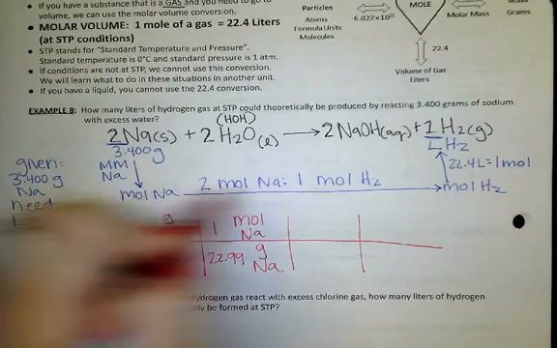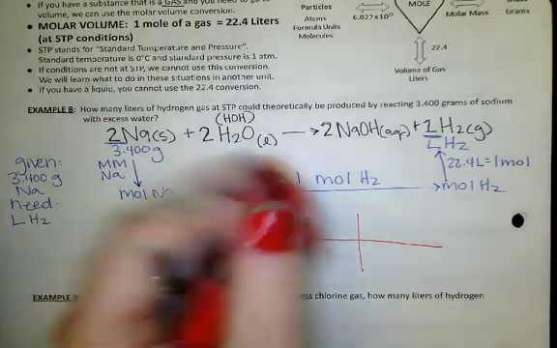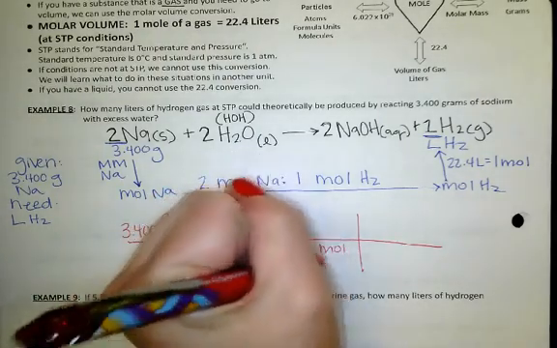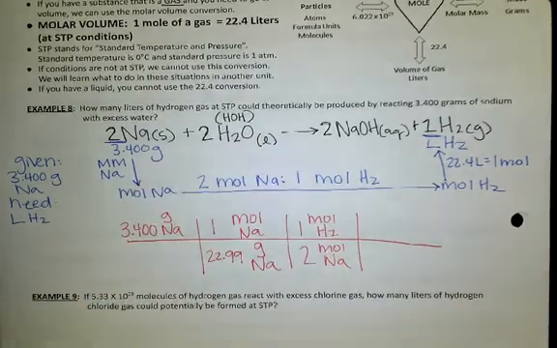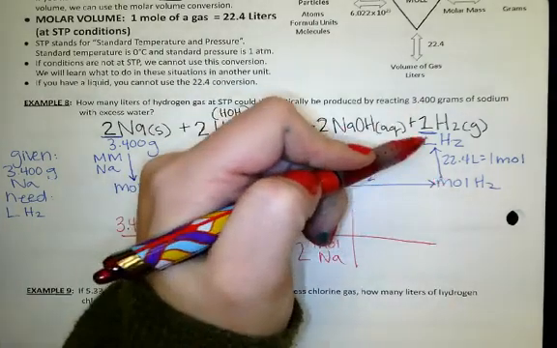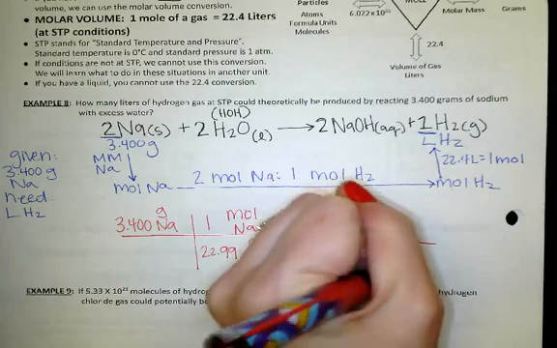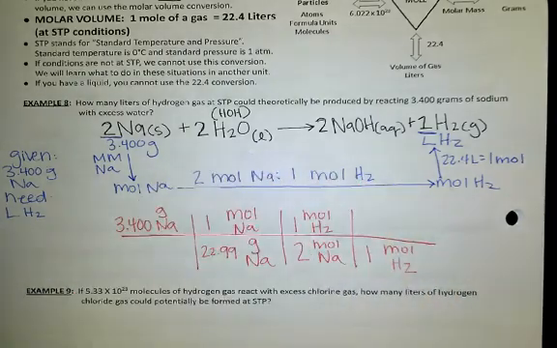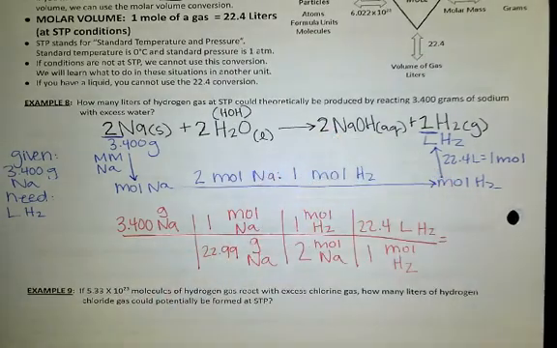Now we're going to go from moles of sodium to moles of hydrogen using our molar ratio. So we're going to have 2 moles of sodium on the bottom and 1 mole of hydrogen on top. So that gets us from moles of sodium to moles of hydrogen. Now we are going to go from moles of hydrogen to liters of hydrogen using 22.4. So we're going to put 1 mole of hydrogen on the bottom, again because our unit on top is H2, and then we're going to have 22.4 liters of hydrogen on top.